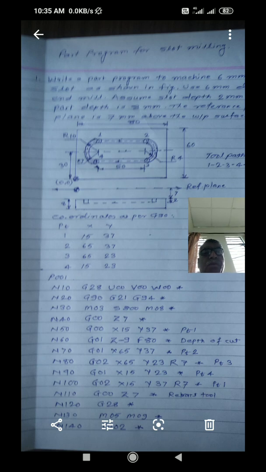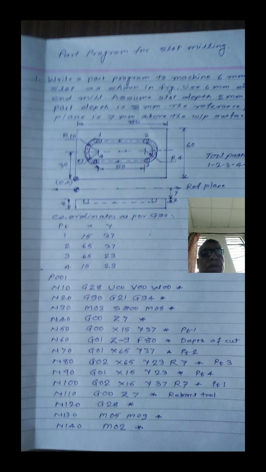Here, as the tool is plunged inside the workpiece, you have to use the code G01 because there is a direct contact between the tool and workpiece. Therefore, block number 60, N60, G01, Z-9, feed rate is 80, F80, end of the block. Means during the block number 60, depth of cut is given. Is it clear? 7 plus 2, that is minus 9. Means your actual tool movement is 9 mm, but depth of cut is 2 mm.